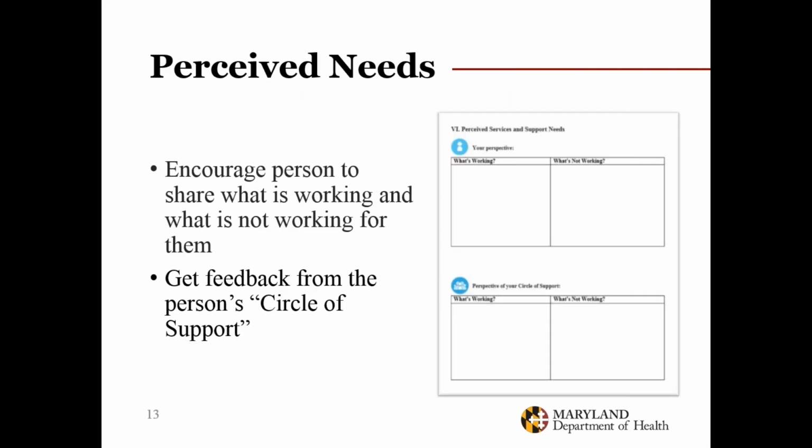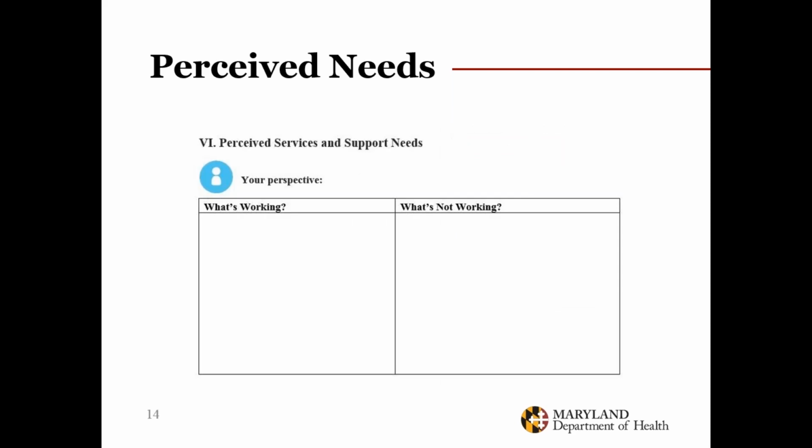Again, it may sometimes be challenging for the person to discuss what's not working for them. Sometimes it may be directly related to a person or member of the circle of support. So encourage open dialogue and remember to remind the team how important it is to understand the person's perceived needs. You will want to document the perceived service and support needs from the person's perspective.